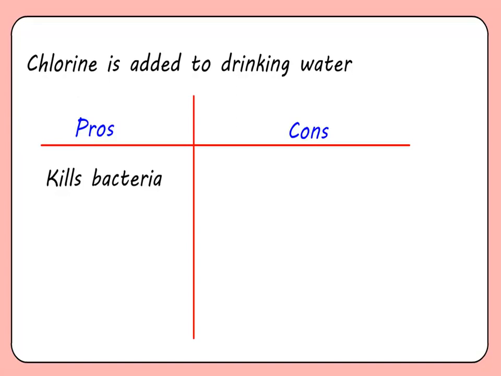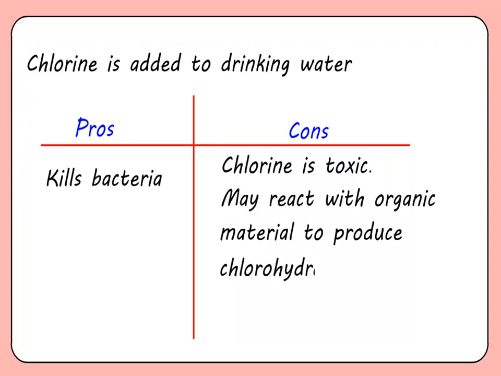The potential drawbacks of adding chlorine to drinking water are that chlorine is toxic, and also there are concerns that chlorine might react with organic material to produce chlorinated hydrocarbons, which are cancer-causing. However, the danger from waterborne bacteria is far higher, and so overall, adding chlorine to water does make it safer to drink.